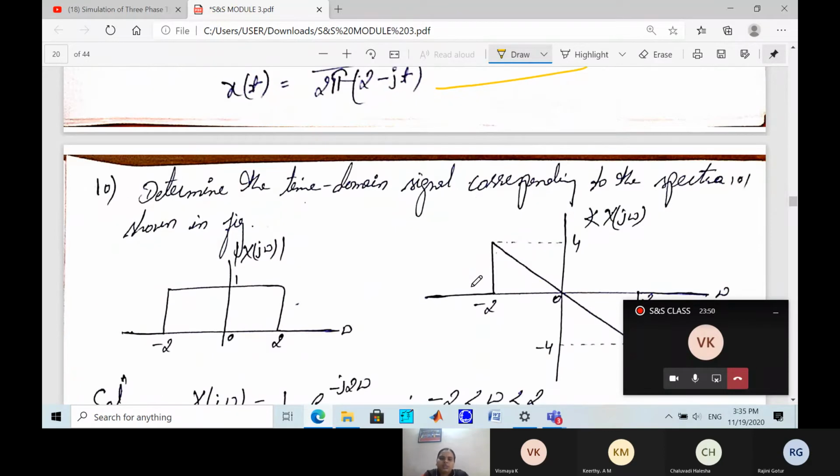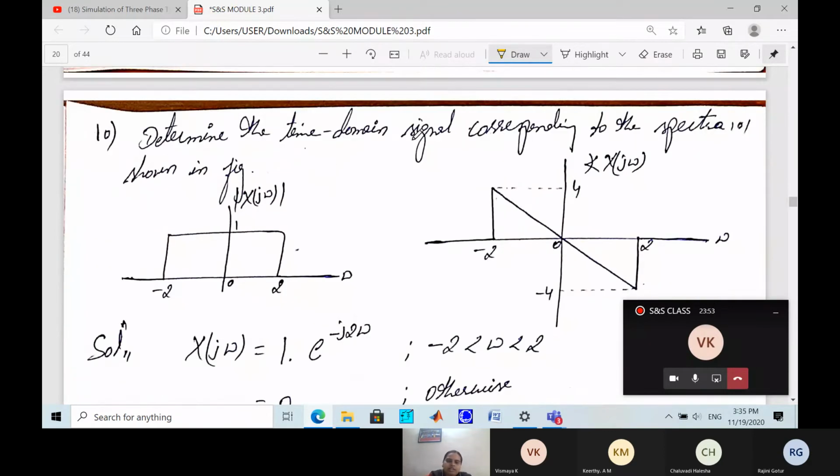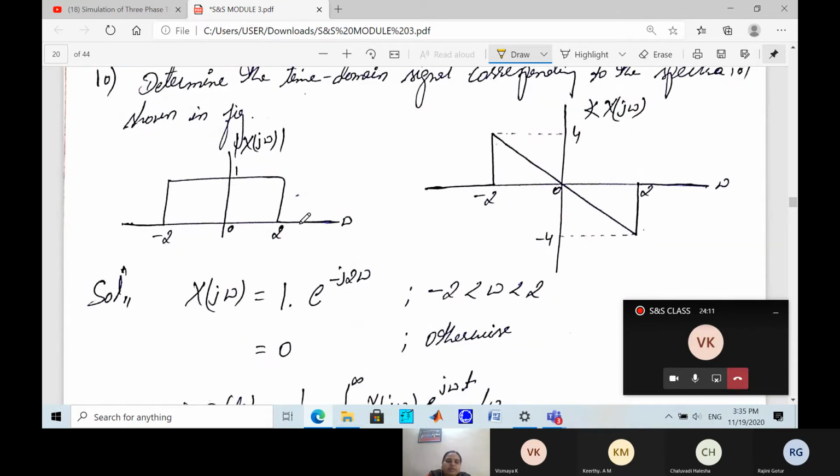Next, the problem here: determine the time domain signal corresponding to the spectra shown in the figure. Here what they have given is the magnitude and the angle of the signal. From this we have to find out what is the x of t signal. So first we will write the equation for X of j omega. X of j omega is going to be, the magnitude here from -2 to 2 is 1 only, meaning the magnitude is going to be 1.